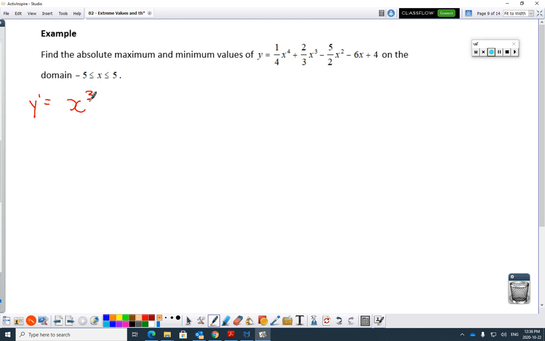Is that clear? 4 comes down, 1/4 is waiting there. It's a perfect relationship. 4 times 1/4 is 1. So then, 2/3 x cubed, I get 2x squared. And then minus 5x minus 6. So be ready for homework questions like that, where it looks like scary fractions, but it's not. Questions on that derivative?